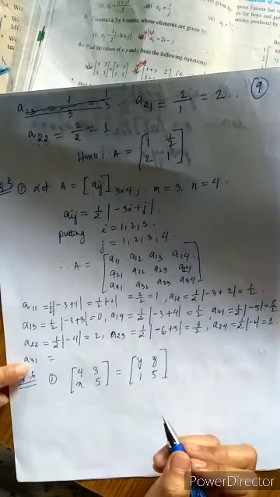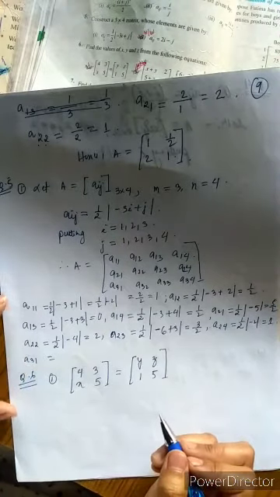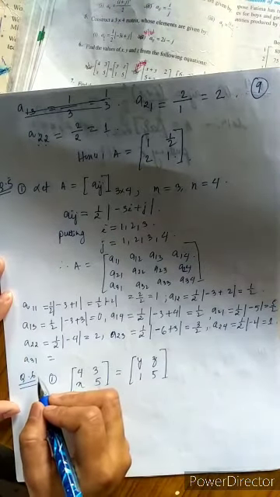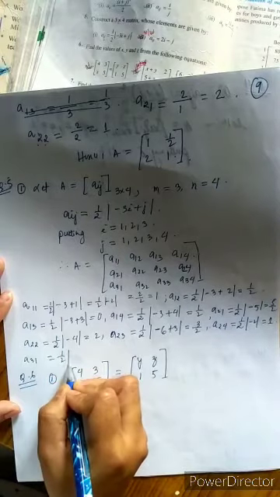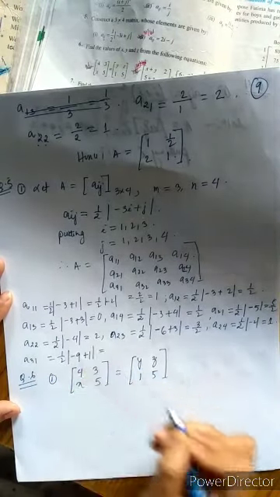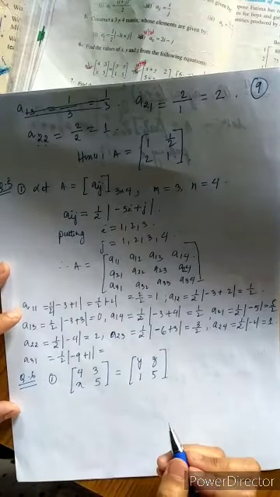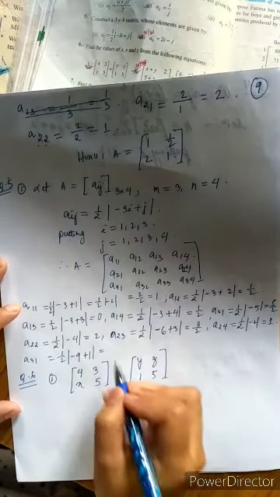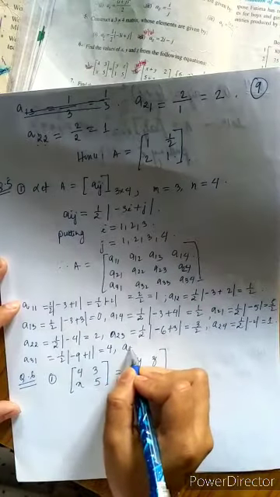A31. Put i is equal to 3 and j is equal to 1. I gets the value 3. 1 by 2. 3 into minus 3 is minus 9. Minus 9 plus 1 is minus 8. Modulus of minus 8 is plus 8 divided by 2, 4.